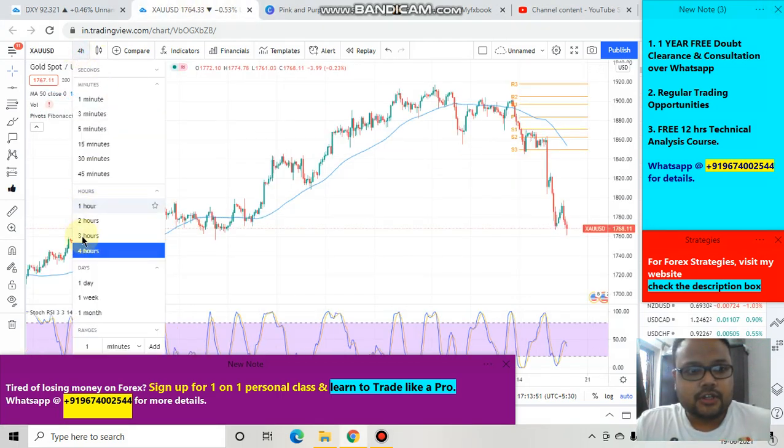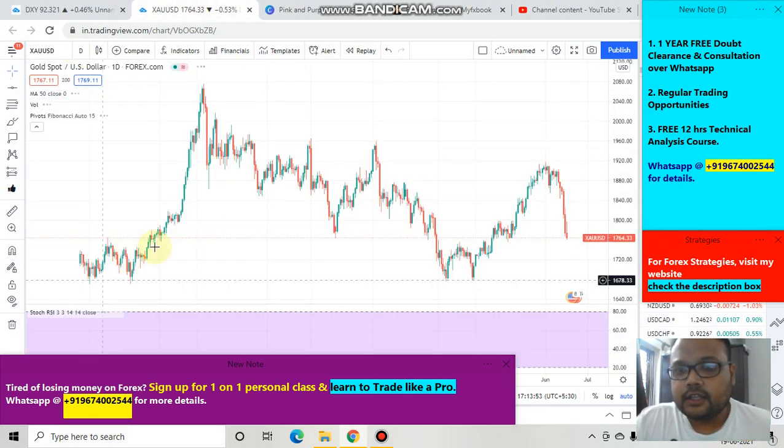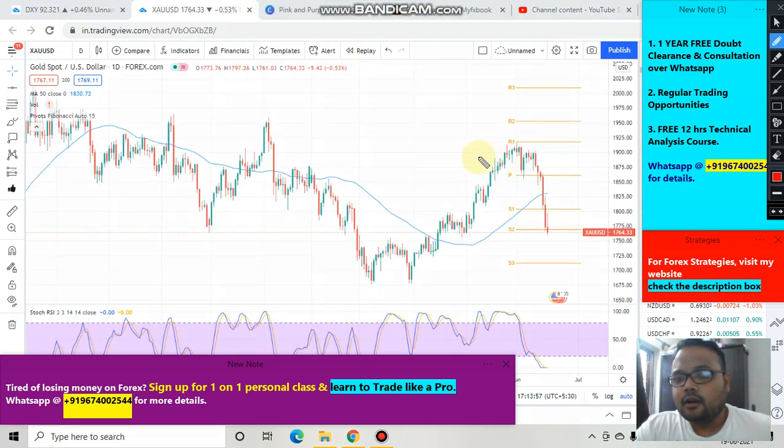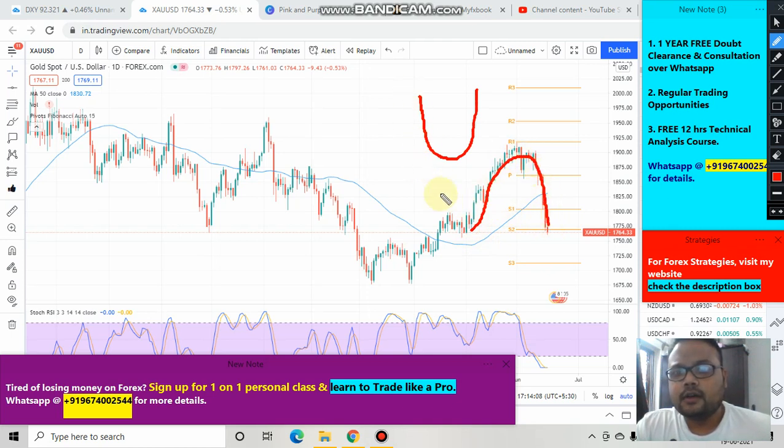So this is the 4 hours chart, and let me take you to the 1 day chart. Dollar was getting stronger, and see, dollar made a U pattern and gold USD made a V pattern. No, sorry, an inverted U pattern. What I'm saying, an inverted U pattern.